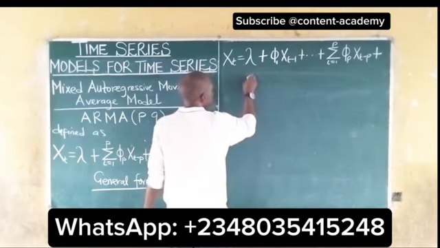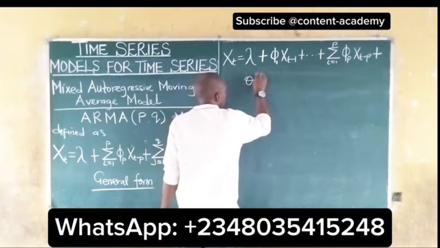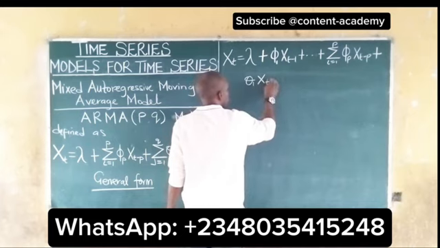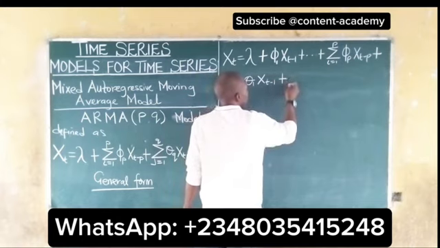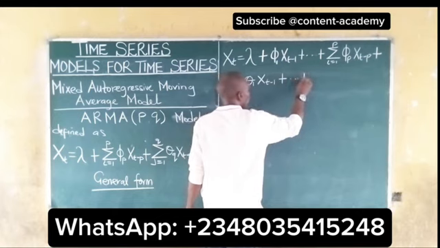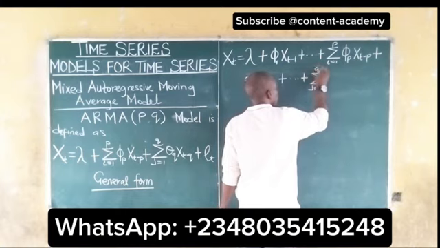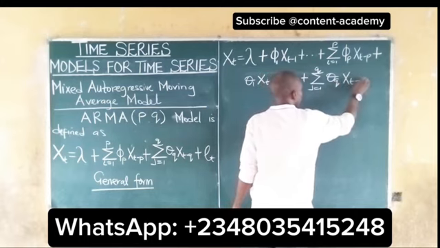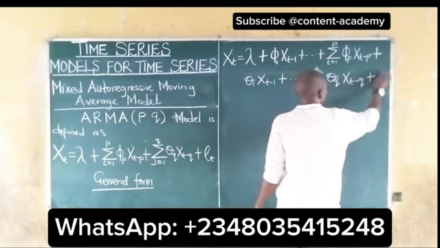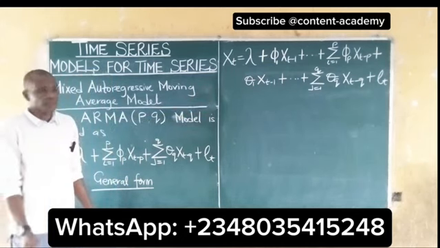we now have theta_1 e_{t-1} for the moving average, plus, it continues like that to give us the summation of j running from 1 to q, theta_q e_{t-q}, plus e_t. So this is the general form of this model.